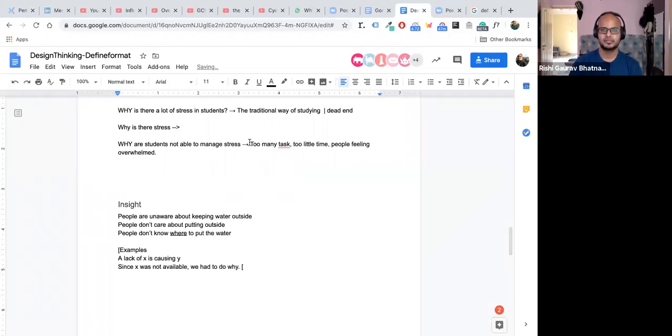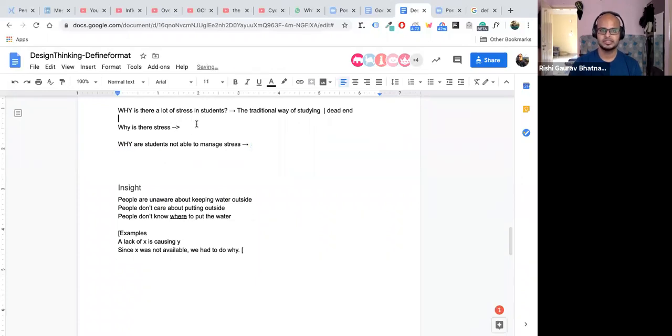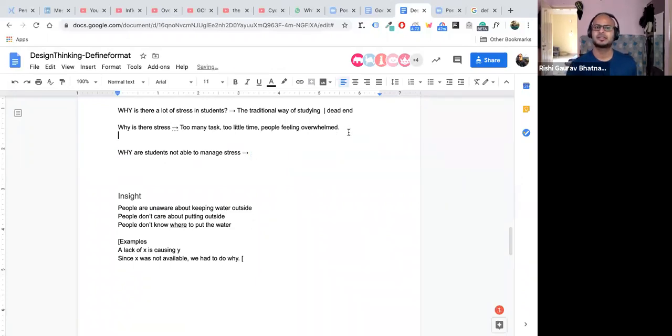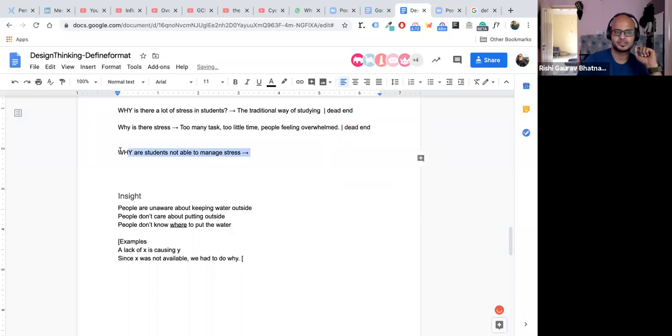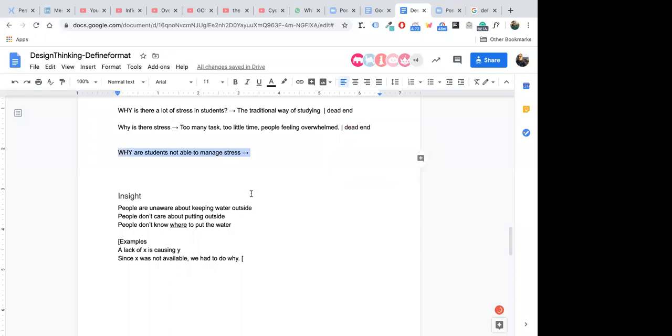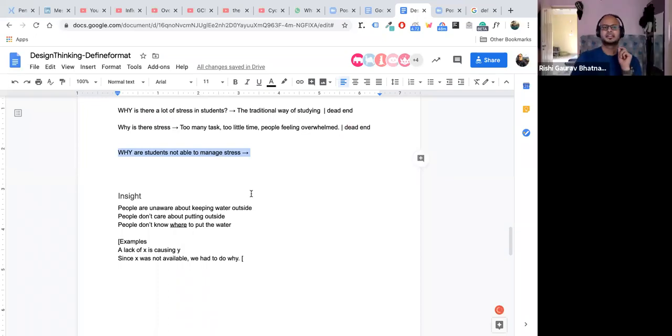So we'll come back. Because root cause analysis can be quite tricky, we can go all over the place. Sometimes we'll think of an answer, but immediately I'll go back and look at my why. Is this answer solving for my why, or is it solving for another question altogether? So now the question is, are we solving for why is there stress? Deepika? Are we solving for this question or this question? We are solving for the next question you highlighted. Correct. So now we realize that we were doing the root cause analysis in the wrong area. So we come back to why are students not able to manage stress.